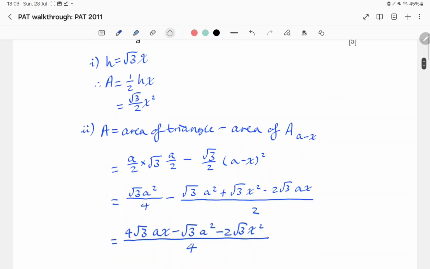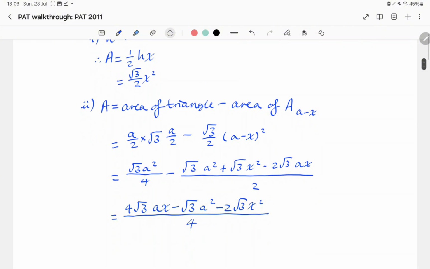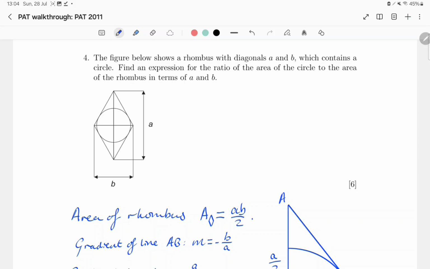Now, in the second case, the area A is the area of the entire triangle minus the area of A, but for x as a minus x. This is equal to a over 2 times root 3 a over 2 minus root 3 over 2 of a minus x all squared. This simplifies down to 4 root 3 ax minus root 3 a squared minus 2 root 3 x squared all over 4. Now we'll move on to question 4.